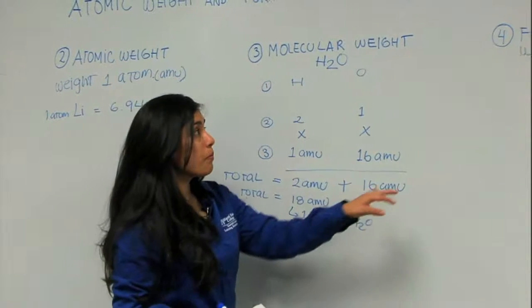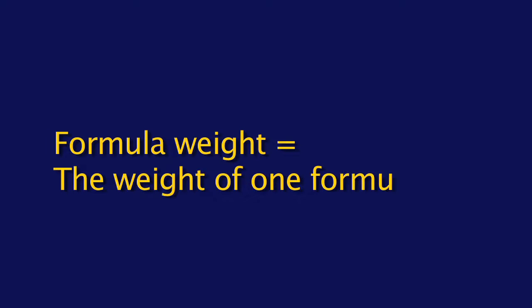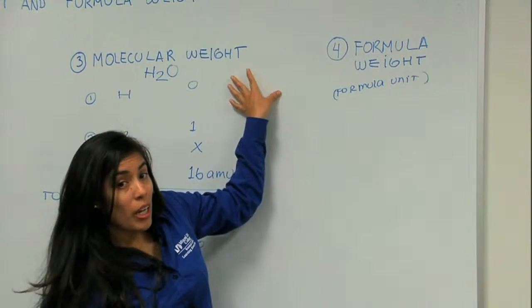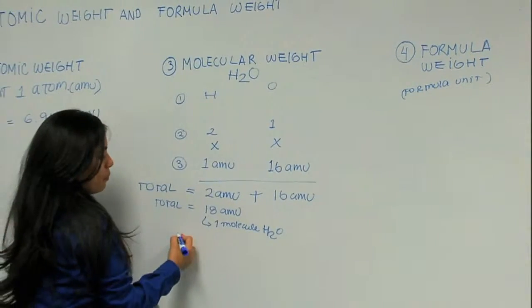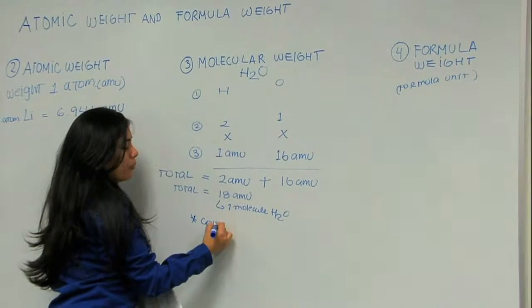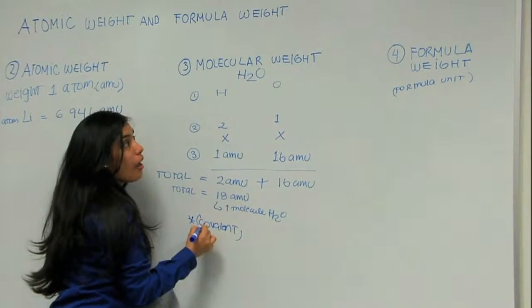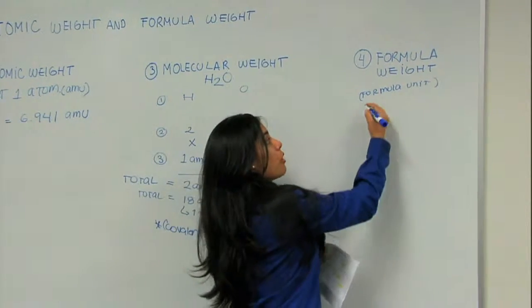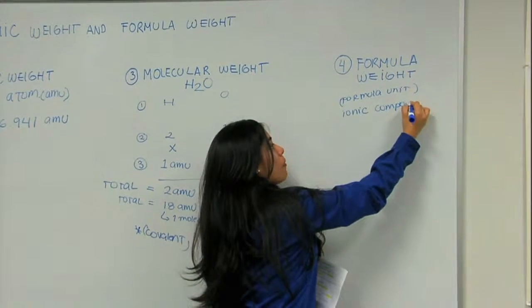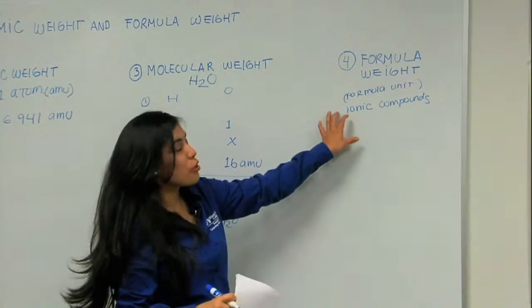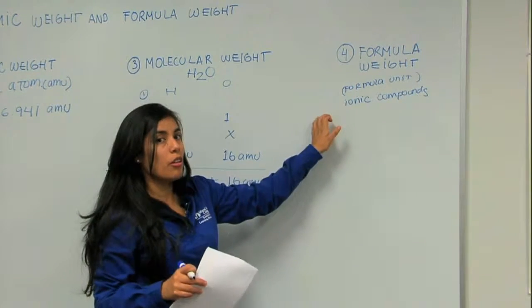Now, finally, formula weight. Formula weight is the weight of 1 formula unit. And what is 1 formula unit, you may think? It's very similar to the molecular weight. It's just that the molecular weight refers to covalent compounds, and the formula weight refers to ionic compounds, which are also referred to as formula units in this case.